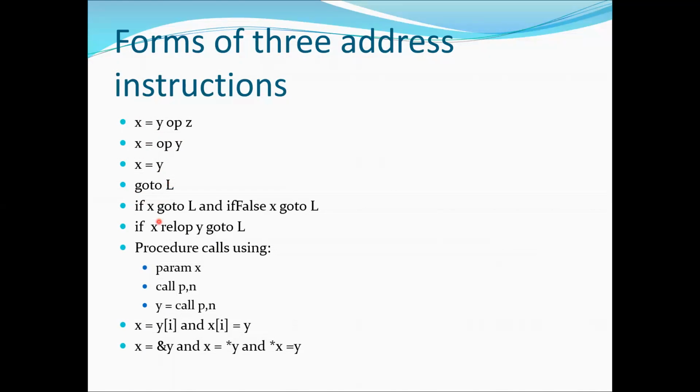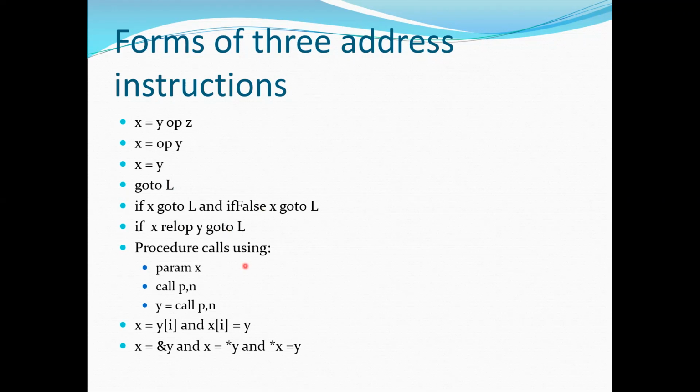Then if I want to do anything with a loop statement, I have to write like this: if x goto L, and if false, then goto L. So like that. That is, if it is true, then we have to go to this. If it is false, we have to go to this. Like that, we are supposed to write. If I'm going to check any operation, then I have to write if x relop, meaning relational operator, y goto L. That means take an example of if x greater than y, or if x less than y, whatever it may be.